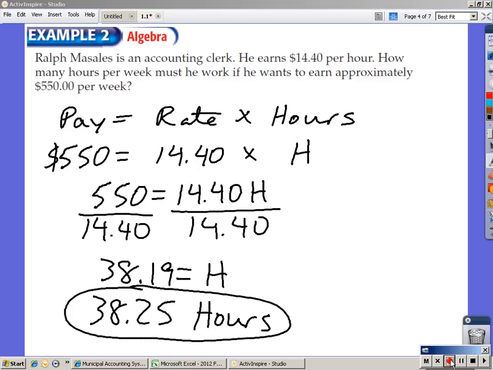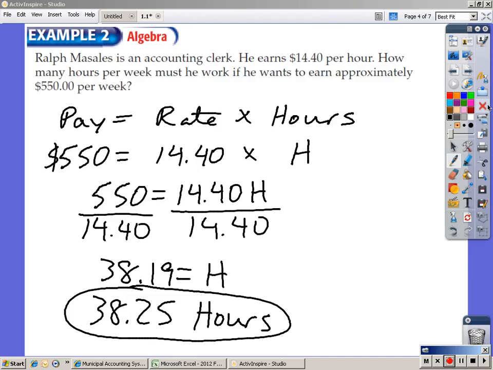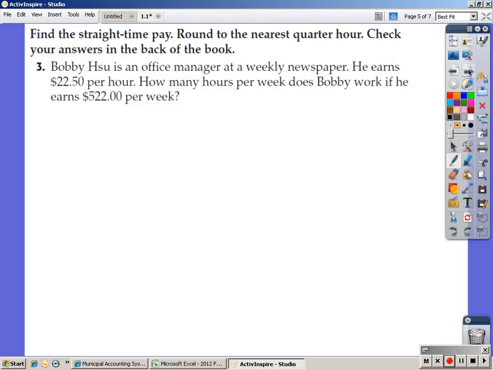Okay, let's look at problem number 3 of the homework. It says find the straight time pay, round to the nearest quarter hour. Check your answers in the back of the book. Bobby Sue is an office manager at a weekly newspaper. He earns $22.50 an hour. How many hours per week does Bobby work if he earns $522 per week? Go ahead and work this out on your own. Press pause while doing so, and press play to resume to see if you got it right.